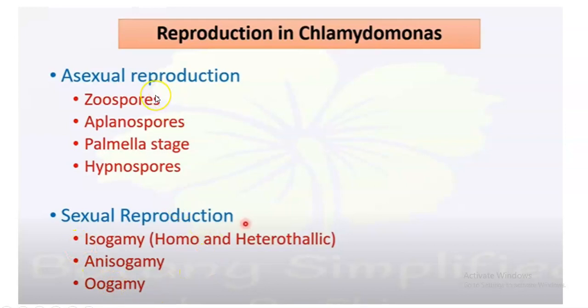Today we will see the reproductive mechanism in Chlamydomonas when favorable circumstances are there. That is, during the spring and summer season, when sufficient light, water, and nutrients are available, Chlamydomonas will undergo asexual reproduction. The methods of asexual reproduction are reproduction through zoospores, asexual reproduction through aplanospores, then reproduction through palmella stage, then reproduction through hypnospores. Let us see one by one.